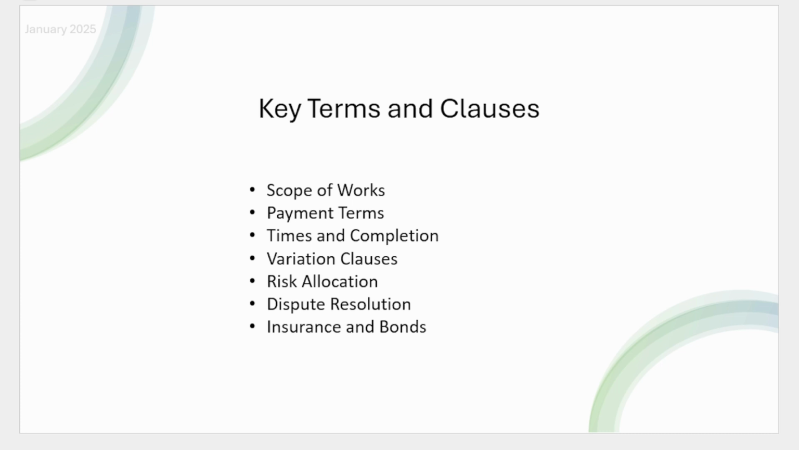Variation clauses. Variation clauses outline how changes to the scope of work will be handled. It includes the procedures for issuing and pricing variations and whether or not these changes affect the overall contract price or project timeline.